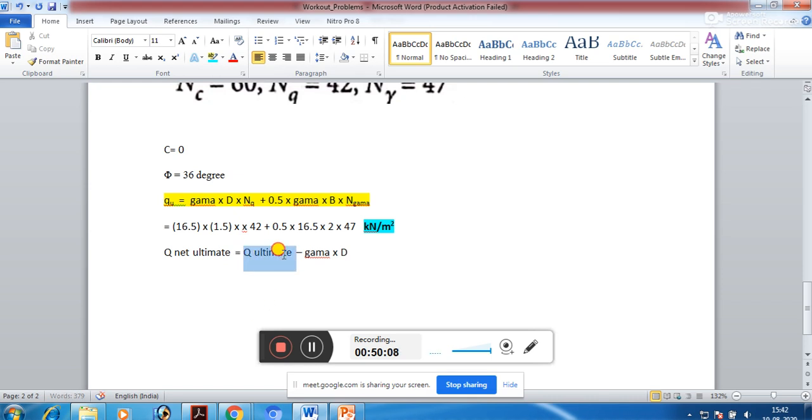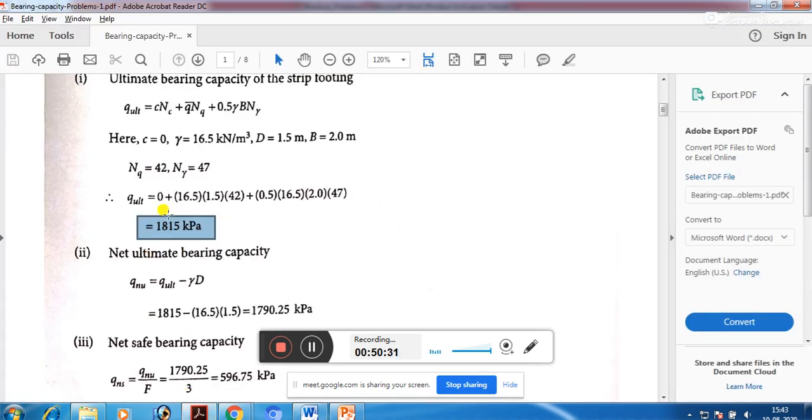So what is your Q ultimate? Q ultimate value you have calculated from this equation. So put the value of Q ultimate here and then gamma into D, and gamma into D is nothing but 16.5 multiplied by D, which in this case is 1.5. Whatever Q ultimate value you have calculated in this problem solution also, if you notice, 18.15 is calculated as Q ultimate. So from the 18.15 you subtract gamma into D, so gamma is 16.5 into 1.5, and you are going to get the net ultimate value.